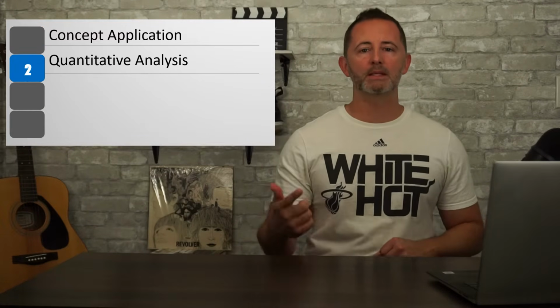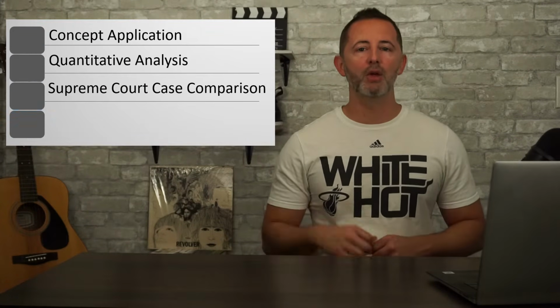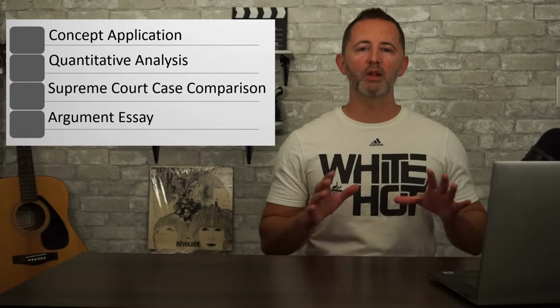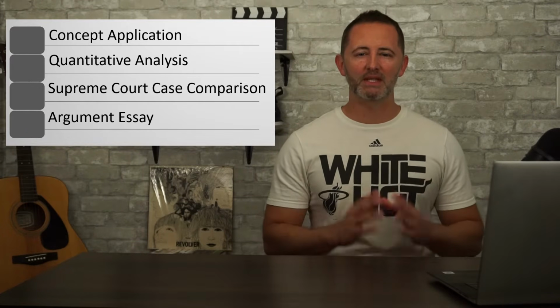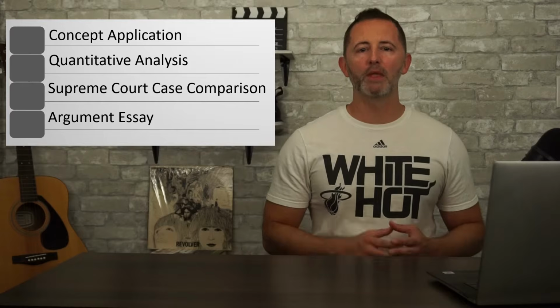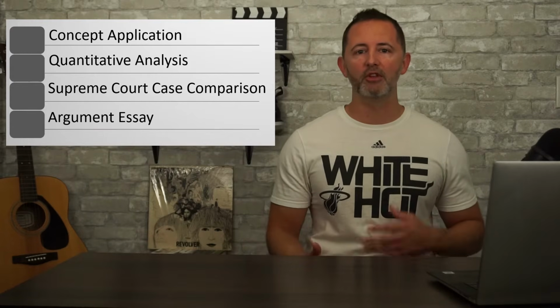Okay, so there are actually 4 FRQs in AP Gov, and they're all different and have their own name. In order, there's the concept application, the quantitative analysis, the court comparison FRQ, and the argument essay. Each one of these is attempting to test a different skill. So you'll need to be comfortable with the different types of tasks that you'll be given for each of these FRQs. But before we get into the differences though, let's start out with what each FRQ has in common.